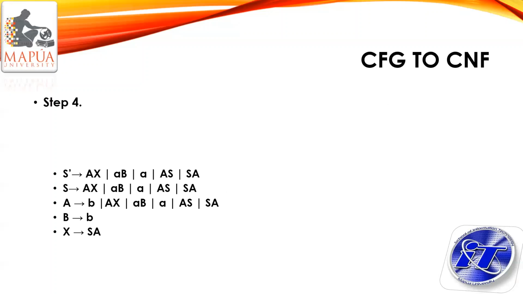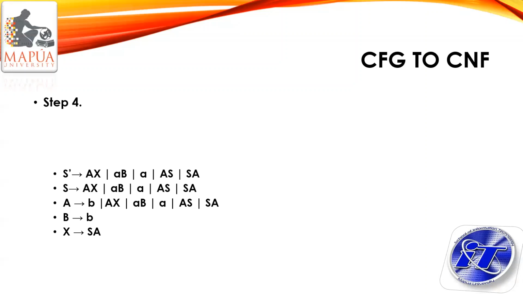So now we have 5 rules. In step 4, we're going to remove the right-hand side that includes a non-terminal and a terminal symbol. So for example, A terminal, then B non-terminal. So this is not allowed in CNF. So we need to remove A. Okay, we need to replace A by a non-terminal symbol.